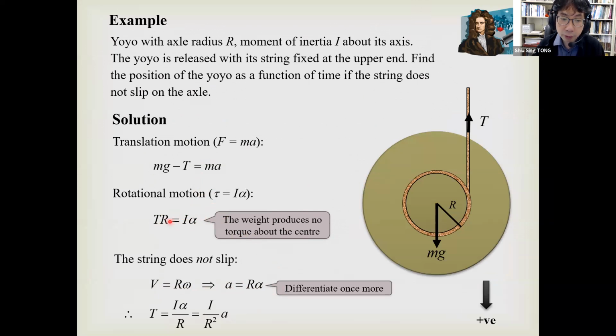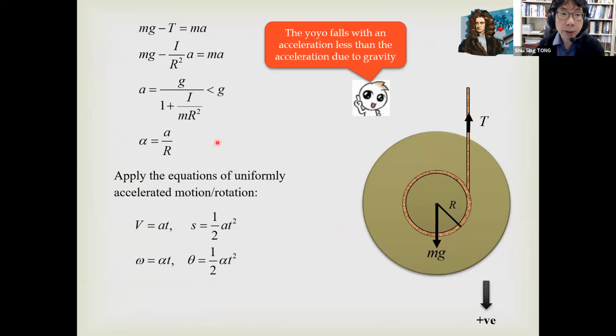For the rotational motion, we have T equal to I alpha over R, but by the no slip condition alpha can be written as A over R. So we have T equal to I over R squared times A. Now we can put this T back into the first equation, and then the first equation will contain A only, and so we can solve for A, right? So we put this T back into this equation, and what we have is mg minus I over R squared A equal to ma.